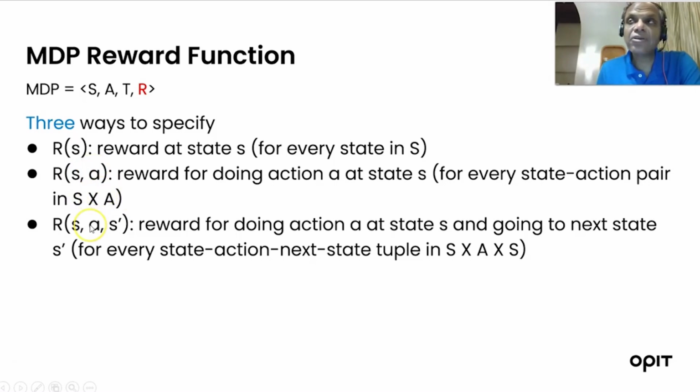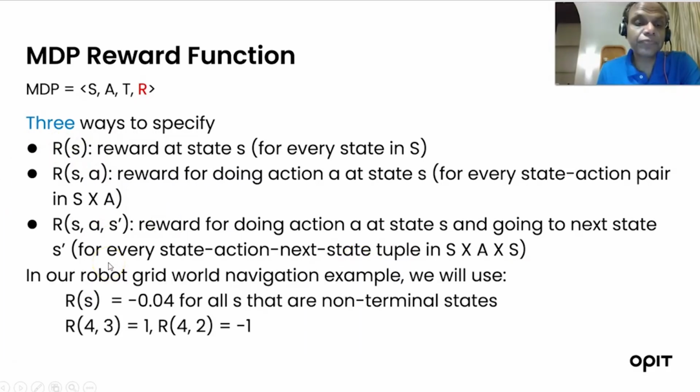Finally, we could specify the reward just as we did the transition function, which is we take the current state, the current action, and the next state, and then we specify the reward for that. In other words, we specify the reward as doing action A at state S and going to next state S prime. As you can see, the number of entries of the reward function increases as we go from the first option to the third option, because essentially we're looking at more entries as we go down this row.